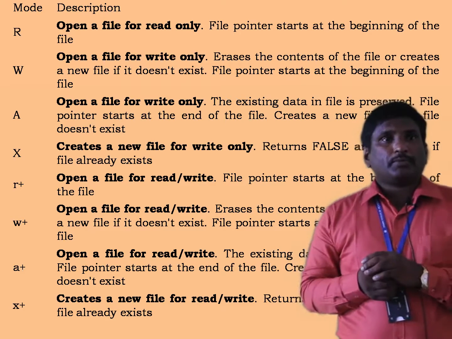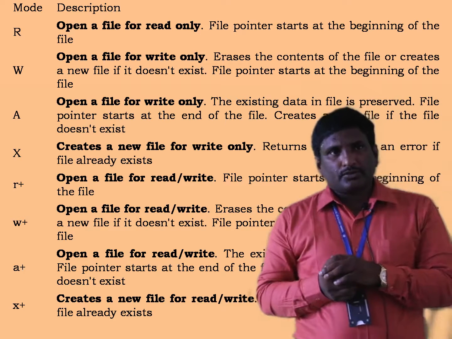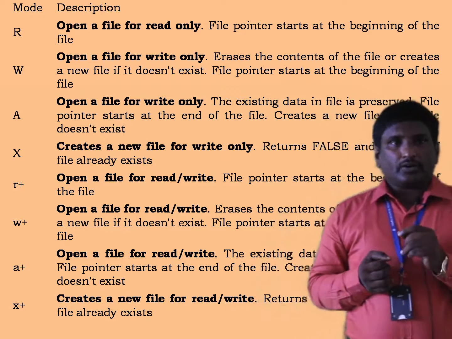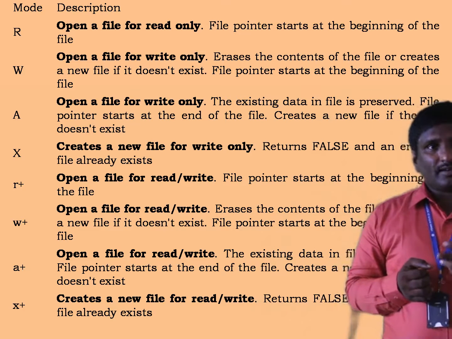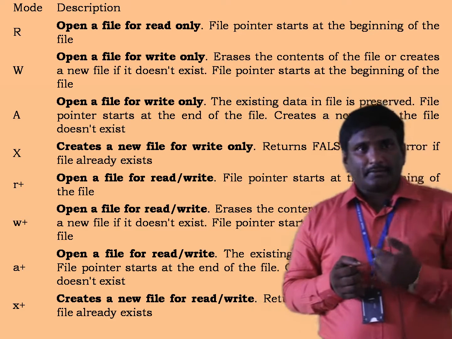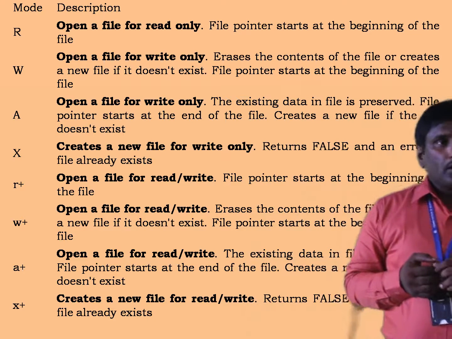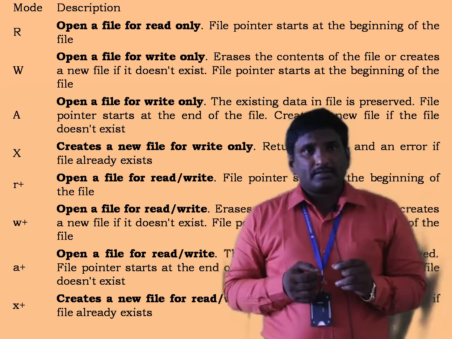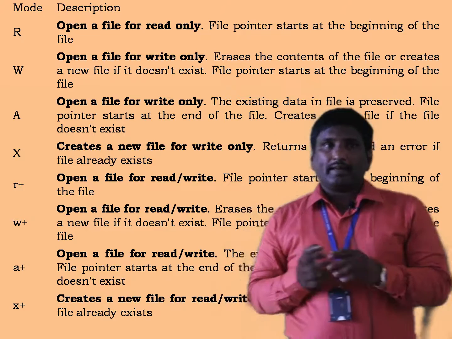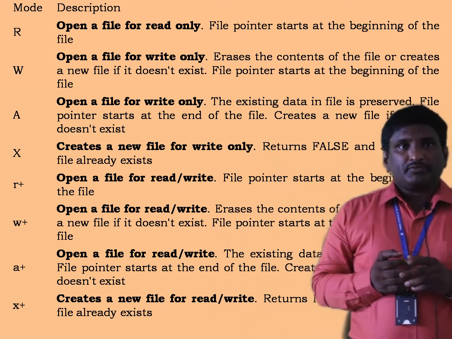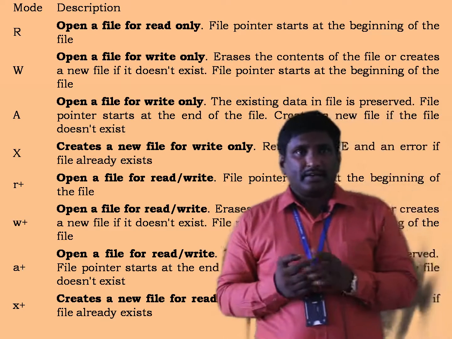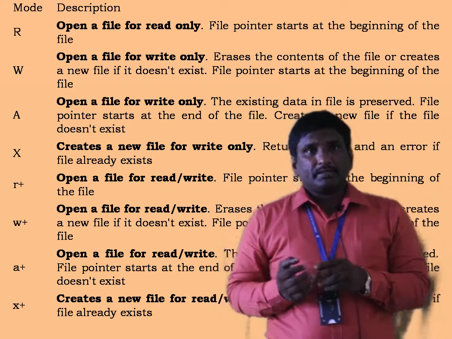One more mode is r plus. It opens a file for read or write. So r plus is r with the write version added. The file pointer starts from the beginning of the file. If you specify w plus, it opens a file for read or write, erases the content of the file, and creates a new file if it does not exist. The file pointer starts at the beginning of the file.